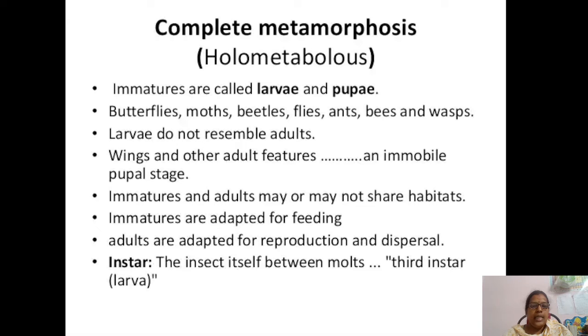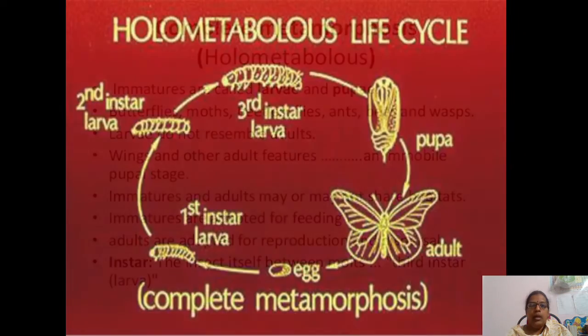So you can find mainly here the instars, because if you see the larva, once the eggs hatch out, it will give rise to a tiny larva. This tiny larva, upon feeding, will grow in size, and when it is growing in size, it will molt, meaning it will shed its skin. Okay, so that period between the two molts, we call it an instar. So the insect itself between molts, generally you will find first instar, second instar, third instar, like that you may find in different kinds of insects.